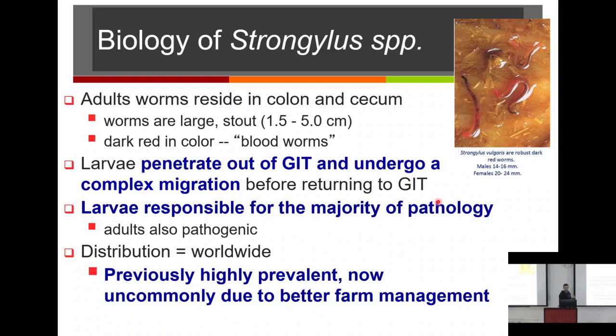The larvae are responsible for the majority of the pathology in this group of parasites, and this parasite has a worldwide distribution. Previously, a very high prevalence was seen in this group of parasites, but now, due to better farm management, the prevalence is pretty low, and this parasite is not very important as far as prevalence is concerned.